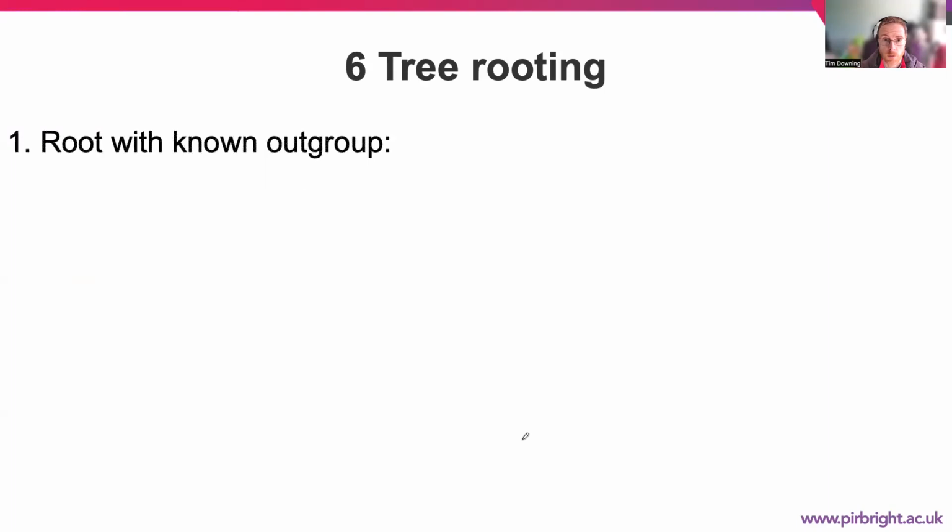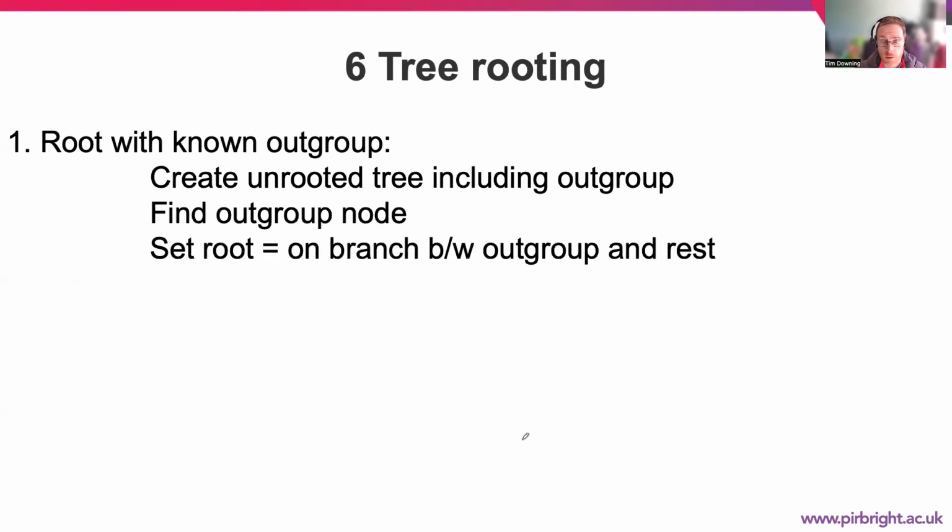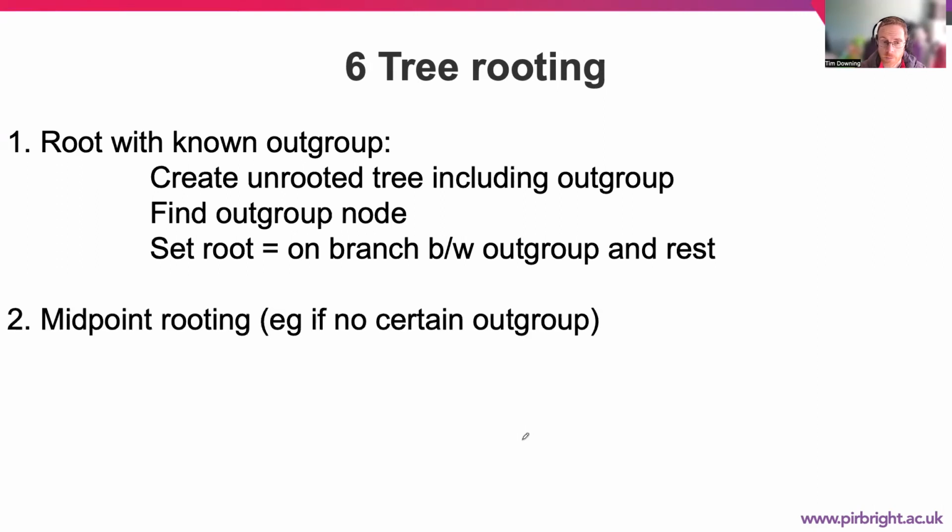So we can root with a known outgroup, and that essentially means to create an unrooted tree, including that outgroup. We find that outgroup node and set the root to be on that branch towards the base of the most proximate internal node. Another method of identifying the root is midpoint rooting.